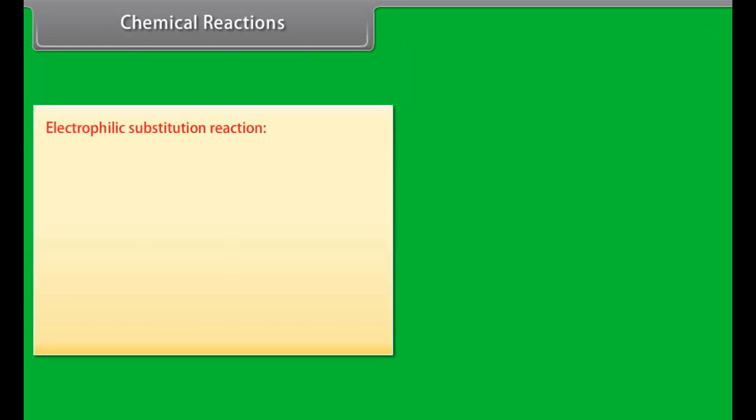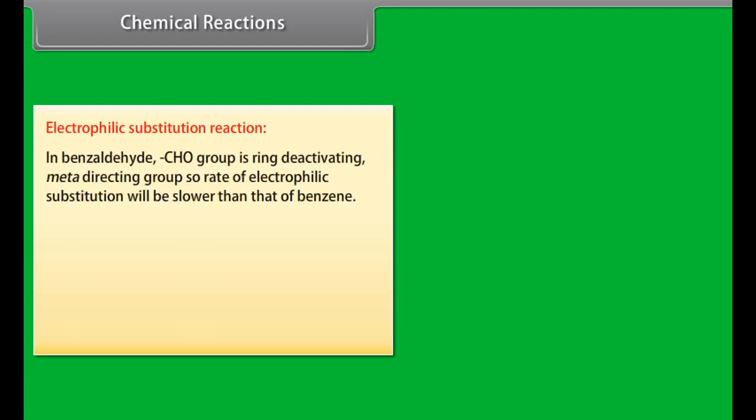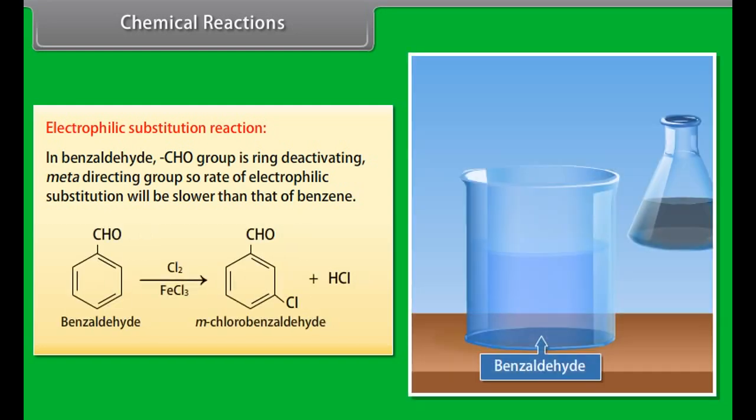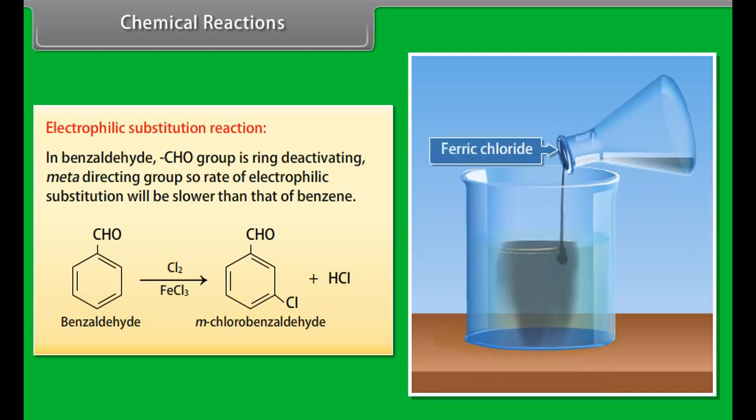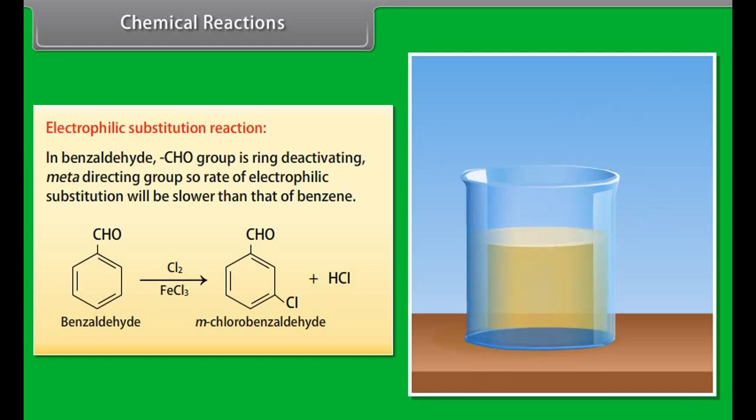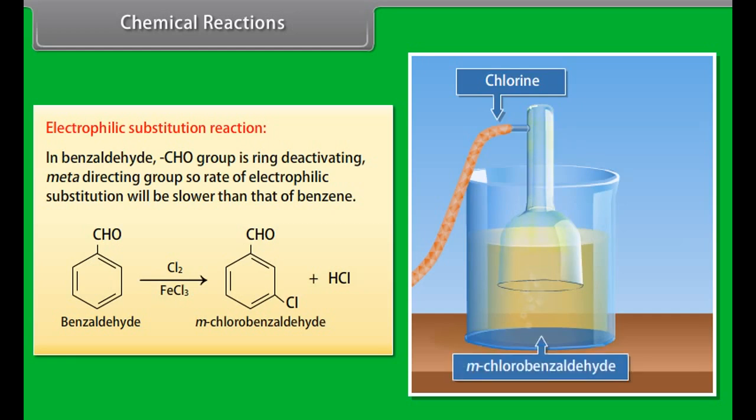Electrophilic substitution reaction. In benzaldehyde, the aldehyde group is a ring deactivating, meta-directing group. So the rate of electrophilic substitution will be slower than that of benzene. Benzaldehyde reacts with chlorine and ferric chloride and forms meta-chlorobenzaldehyde and hydrochloric acid.